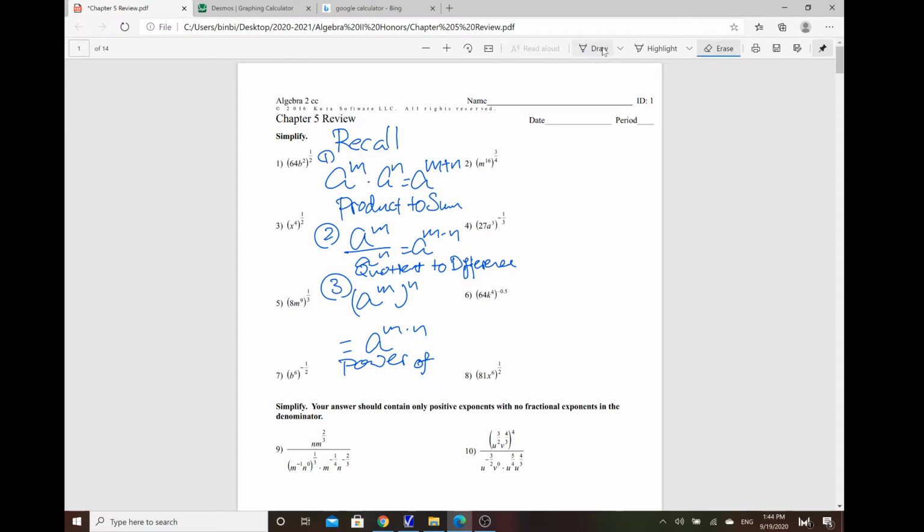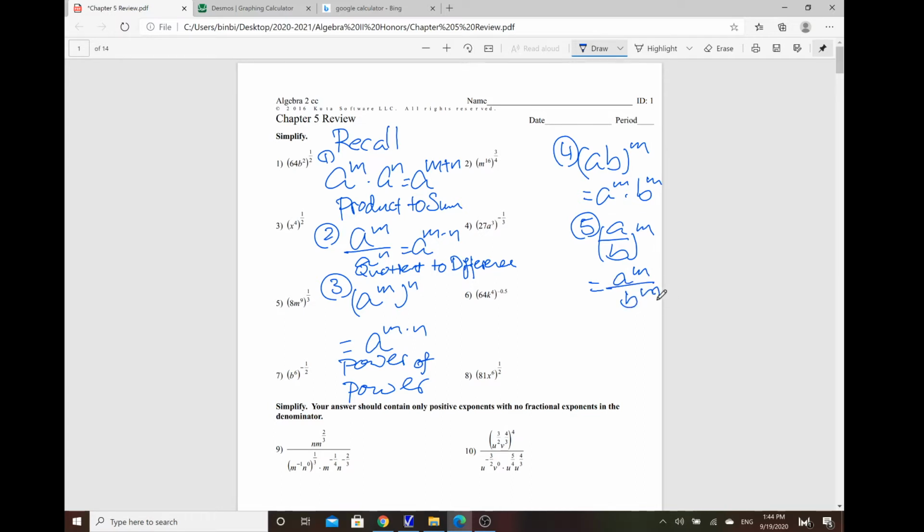Now let's see what else we have. For number 4, we have the product of power distribution. Let's say you have a times b to the power of n. Basically you can just distribute the power. And then number 5, we have the quotient of a power. Again, we want to distribute the power, so a to the power of m over b to the power of m.